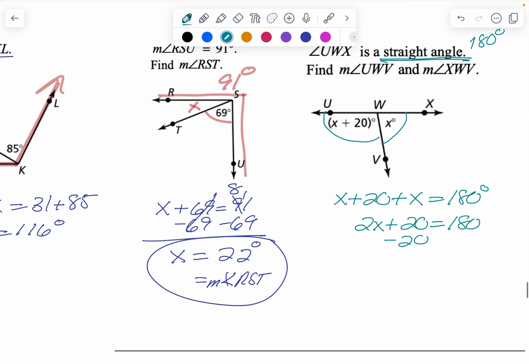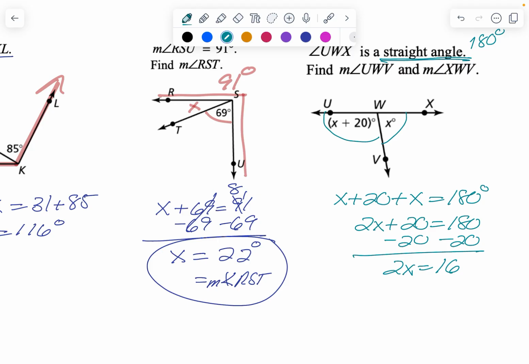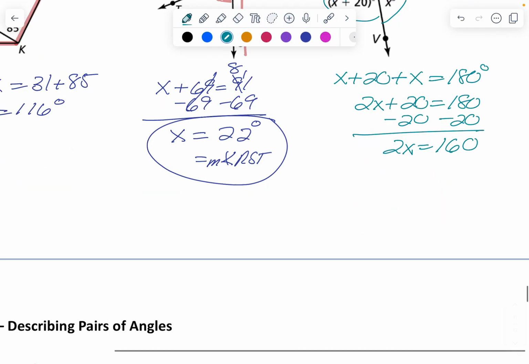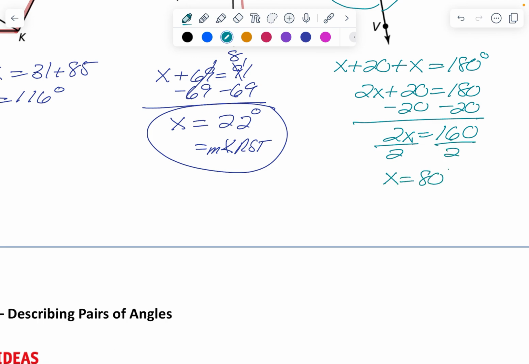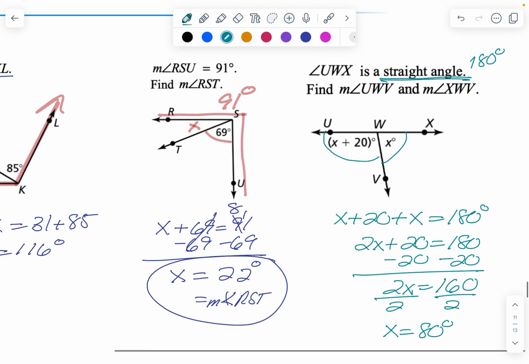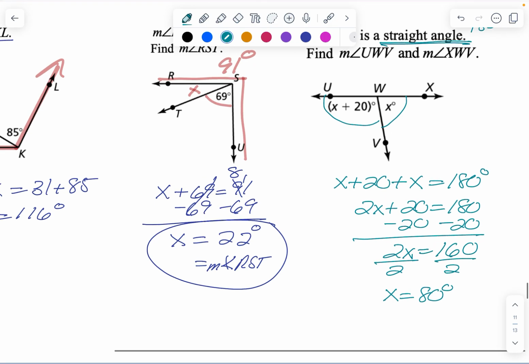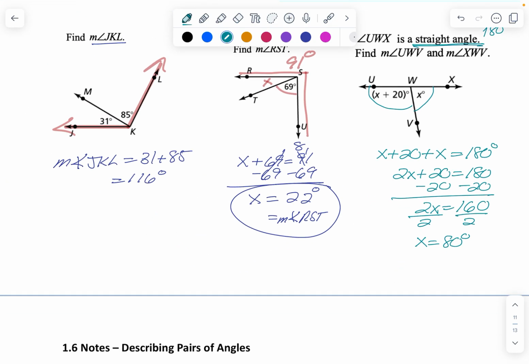Subtract 20 from both sides. 2x equals 160. And then, here we go. And then dividing both sides by 2, we get x equals 80 degrees. Now, what did we have to find? It says, find the measures of each of those angles, right? So now we got to plug it back in.